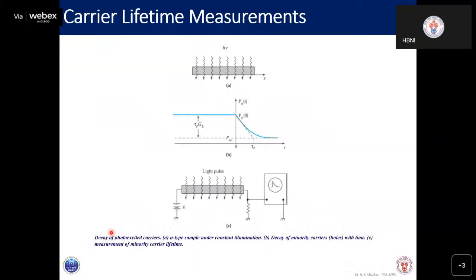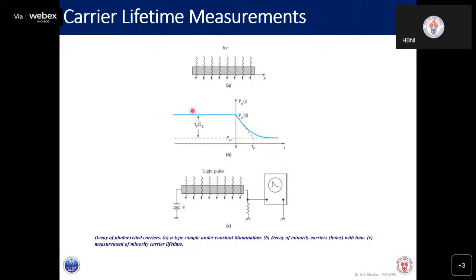So how to measure that lifetime? It is a very important property in semiconductor physics to measure the carrier lifetime, and it plays a very vital role in different kinds of semiconductor devices. So how to measure it? You have that semiconductor material and you keep on illuminating it with photons. What will happen?